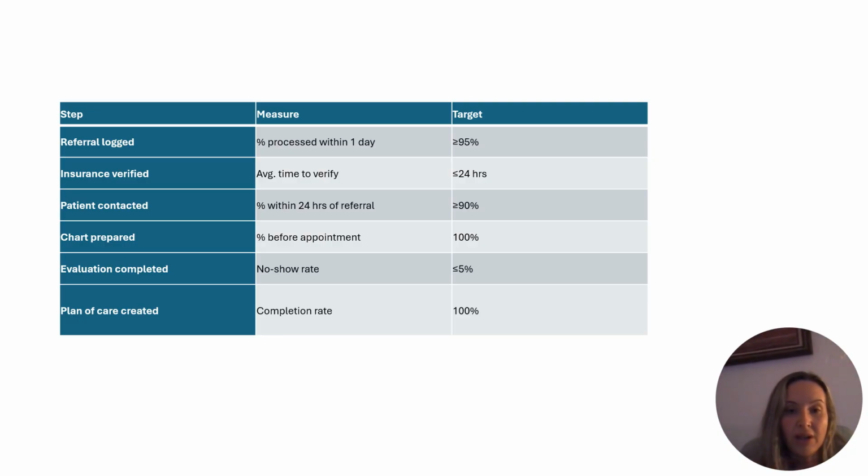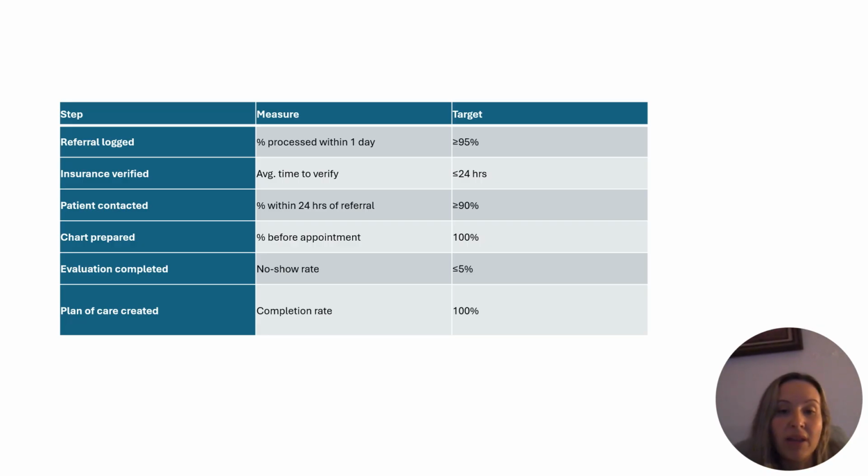And then the second part I just wanted to include was my steps, measures, and the target. So with our referrals logged in, the percentage of that, usually our goal is to process them within 1 day. And our target here is 95%. Sorry, I think my writing's really small. Okay, and then we always want to make sure the insurance is 100% verified within 24 hours. I think that's the most successful time to schedule patients, to try to contact them within 24 hours. Patient contacted within the first 24 hours of receiving the referral, we want to make sure that's at 90%.